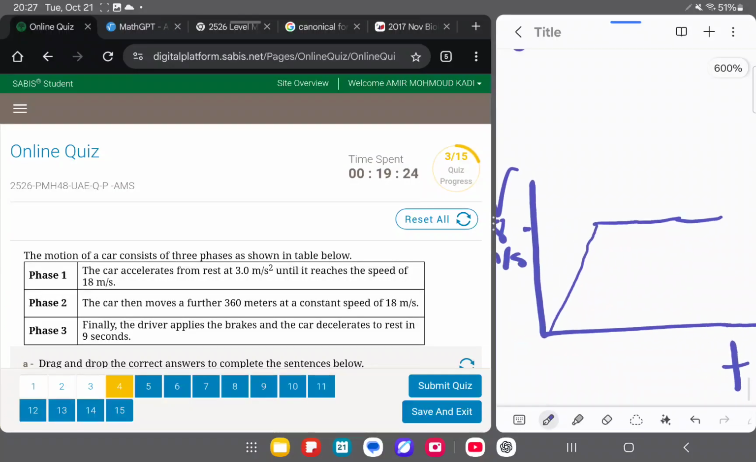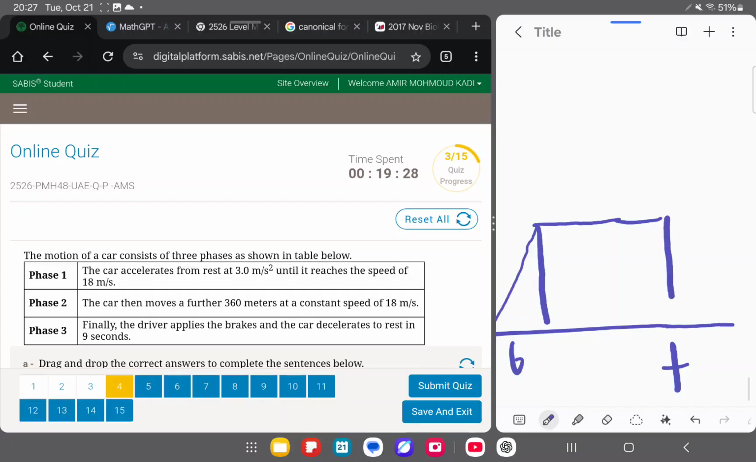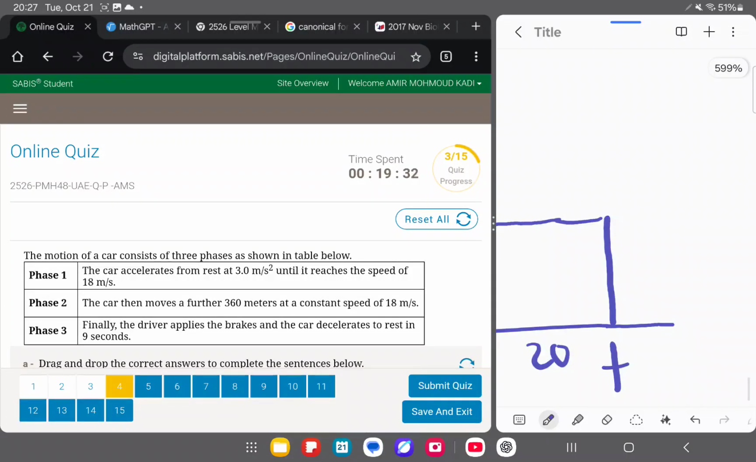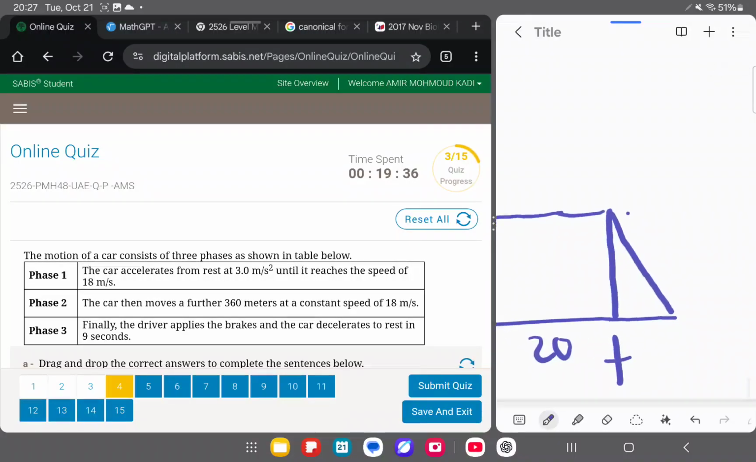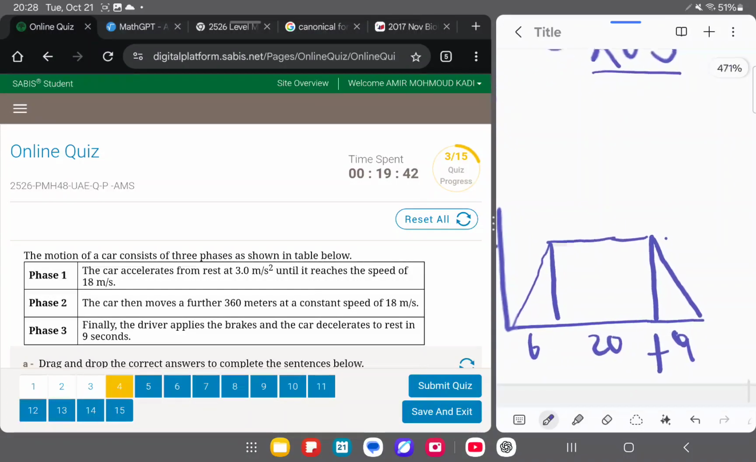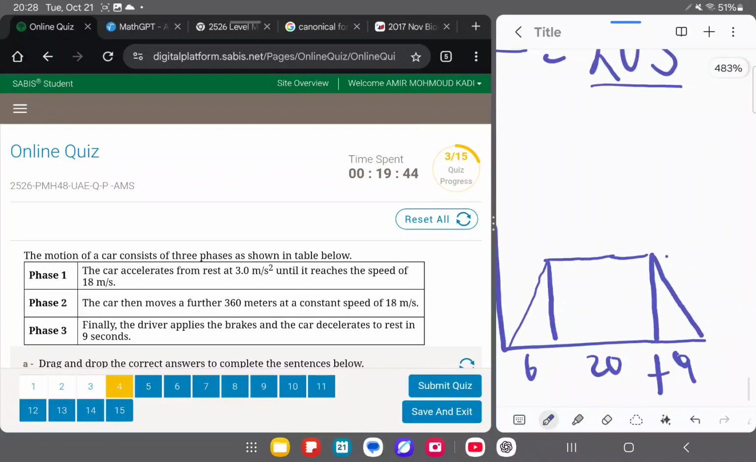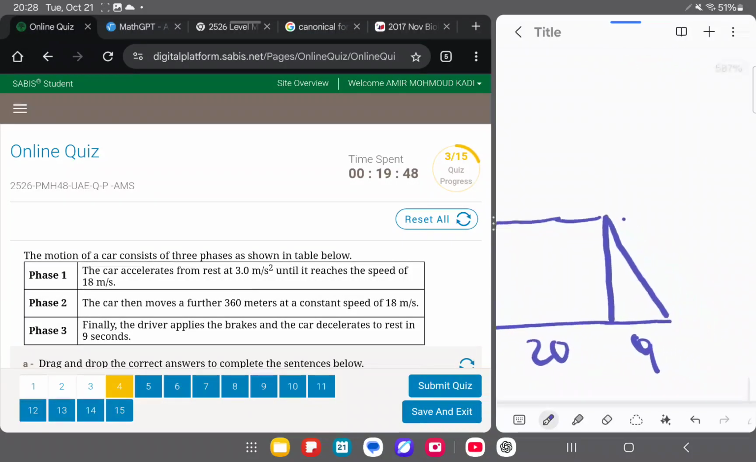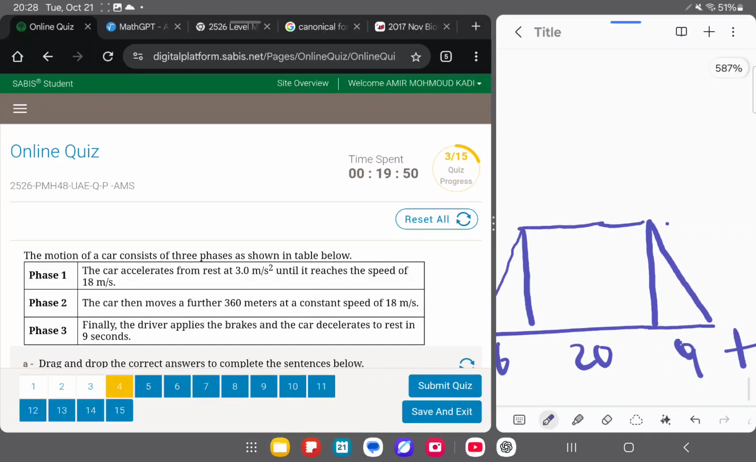So from here to here, it's 6. From here to here, it's 20. And from here to here, which is when they're saying that it decelerates to rest, we don't need to know the velocity, and we don't really need to know the deceleration. We just know that the time it takes to decelerate is 9. Now this is completely off scale, but it's fine. We don't really care. We just want to know the time intervals.